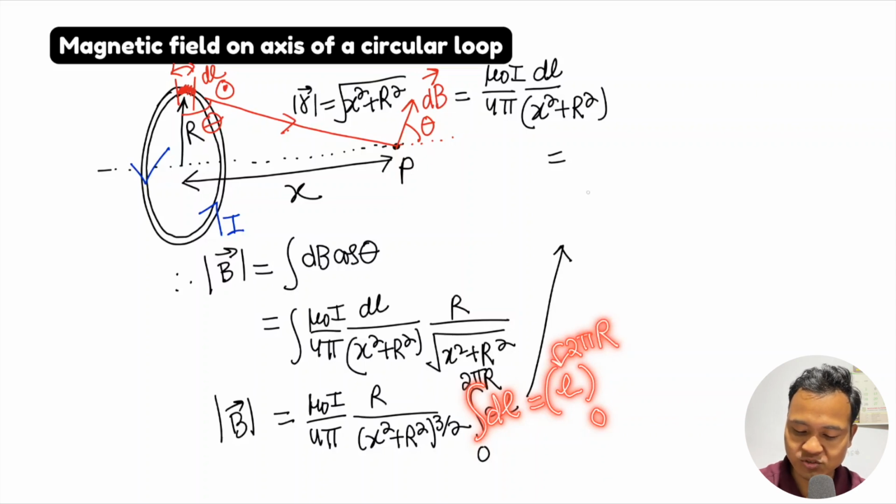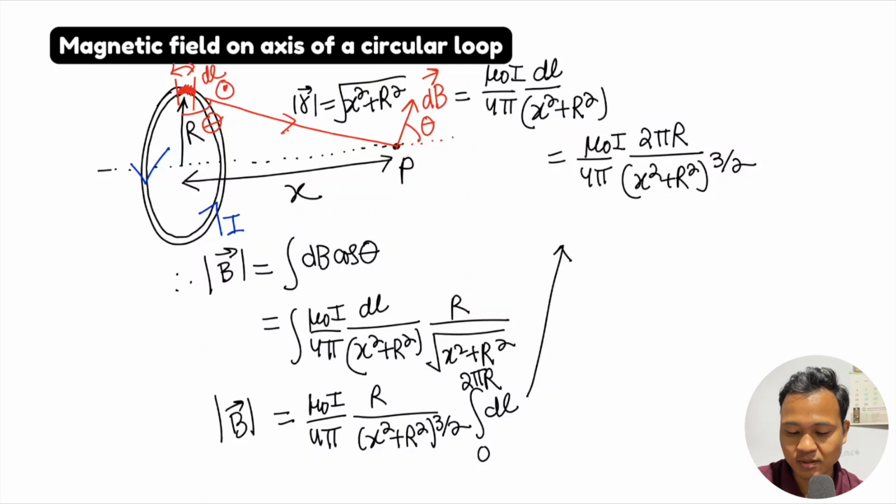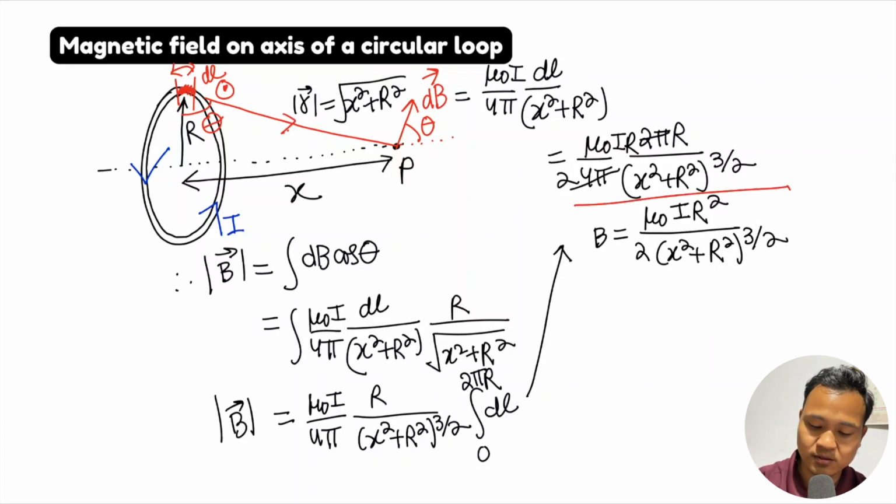So you will simply have mu naught into I by 4 pi into l, which is 2 pi r after integration, divided by x square plus r square the whole power 3 by 2. One r cancels with the r. Now 2 pi into 2 is 4 pi, so finally the magnetic field will be mu naught into I into r square divided by 2 into x square plus r square power 3 by 2. Learn the formulas by heart.